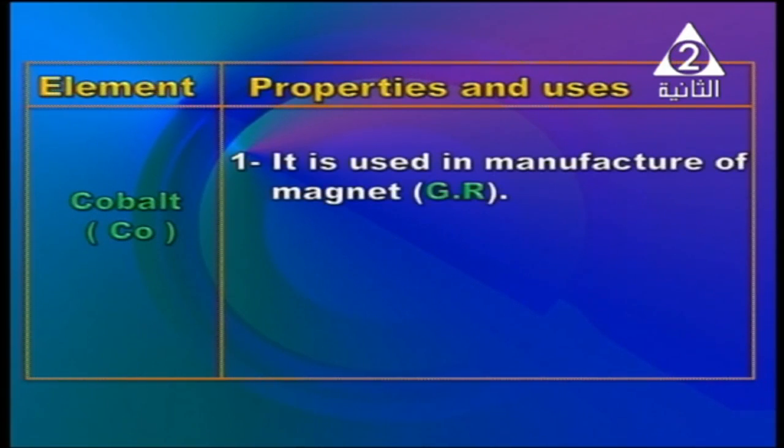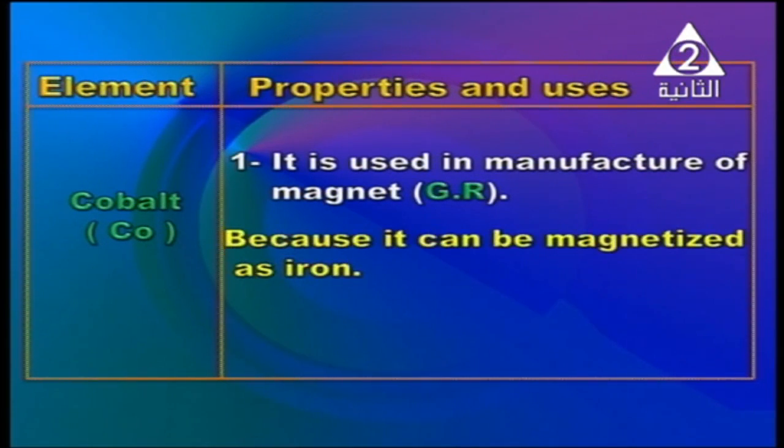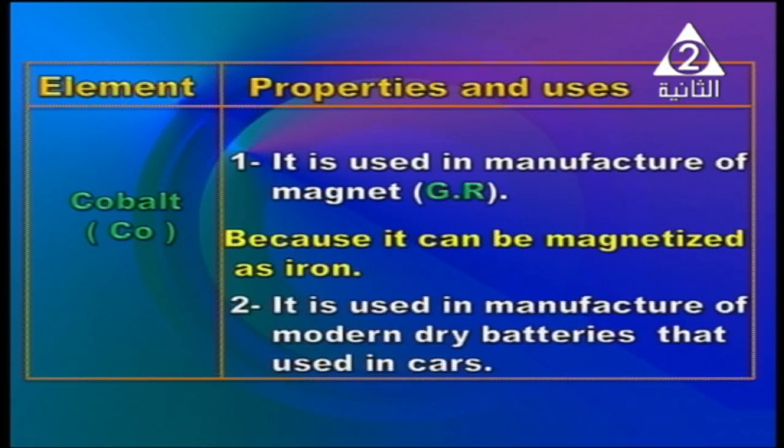Cobalt. The element cobalt is used in the manufacture of magnets. The reason for that is that it can be magnetized like iron. Also, cobalt is used in the manufacture of modern dry batteries that are used in cars.